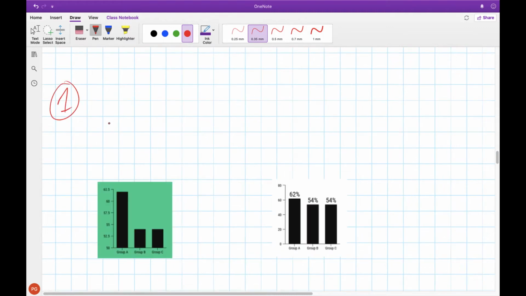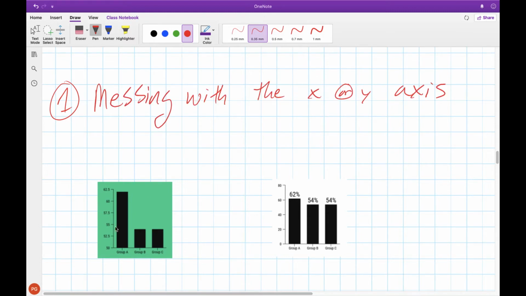The most common way that a graph can be misleading, or someone can mislead you using a graph, is by messing with the axes, the X and Y axes. If we look at our first example here, both of these graphs have exactly the same data. However, on the graph on the left, we start at 50, and our range only goes from 50 to 62. This can lead to a big visual difference.